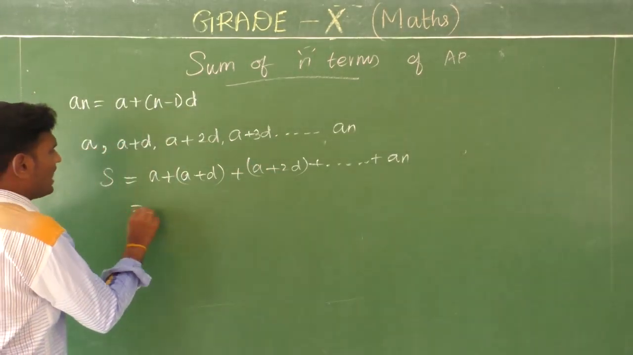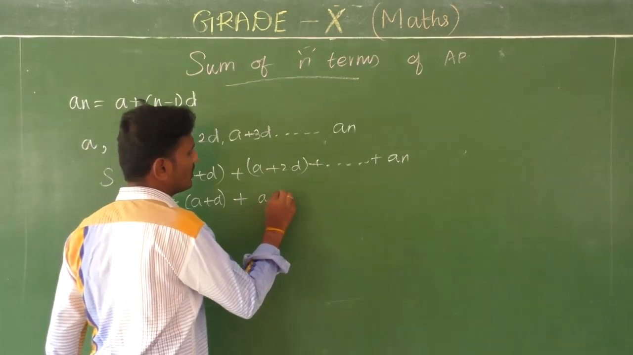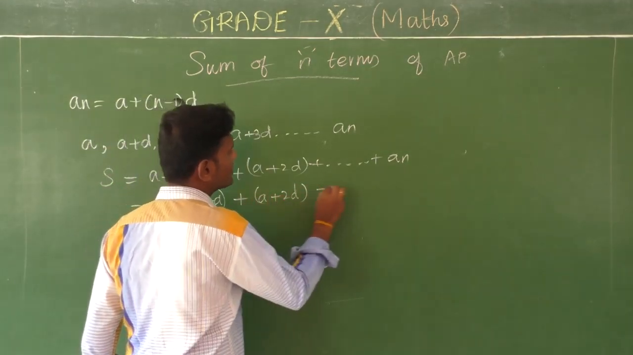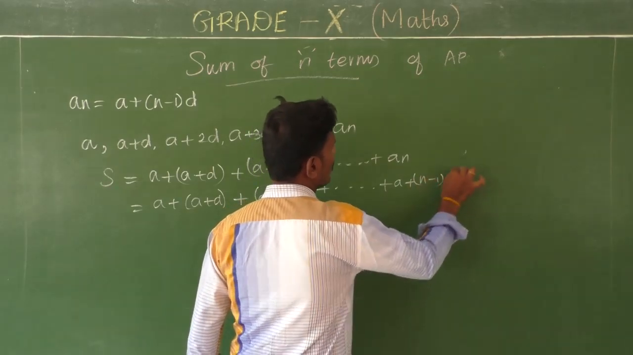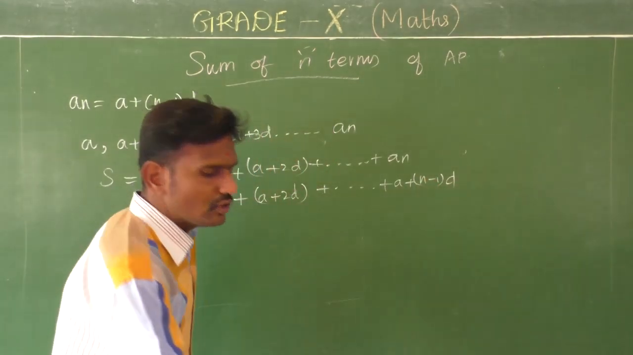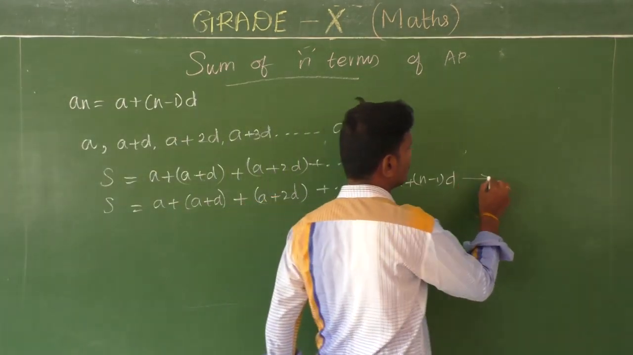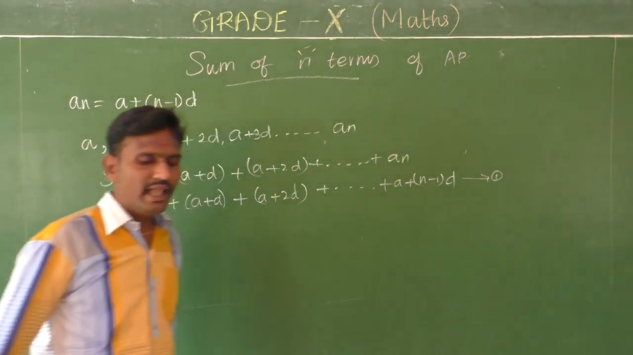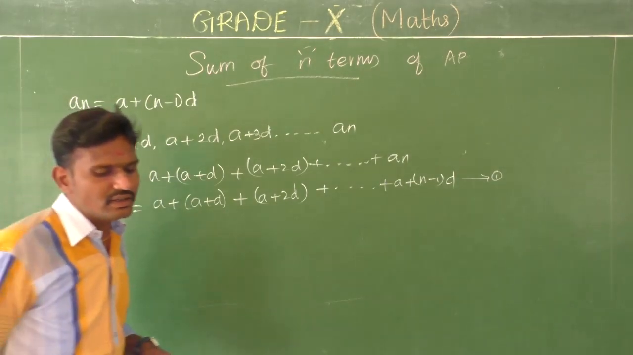Do you know the formula for AN? Yes, it is A plus n minus 1 into D. Now I am going to substitute A plus n minus 1 into D for the last term. Take this as equation number 1. Next I am going to take the reverse of the terms.